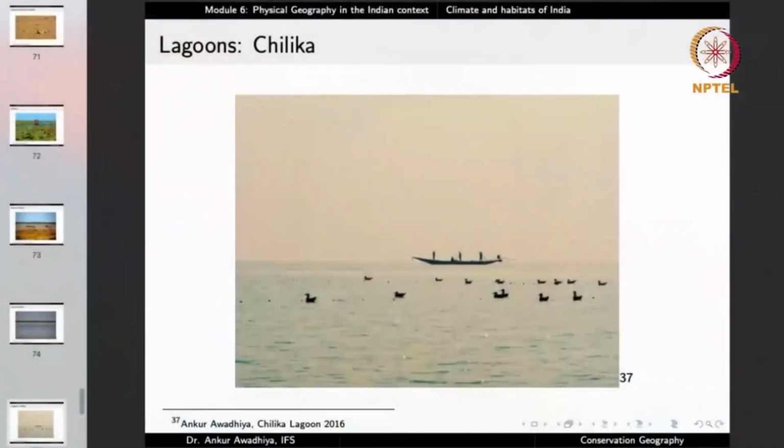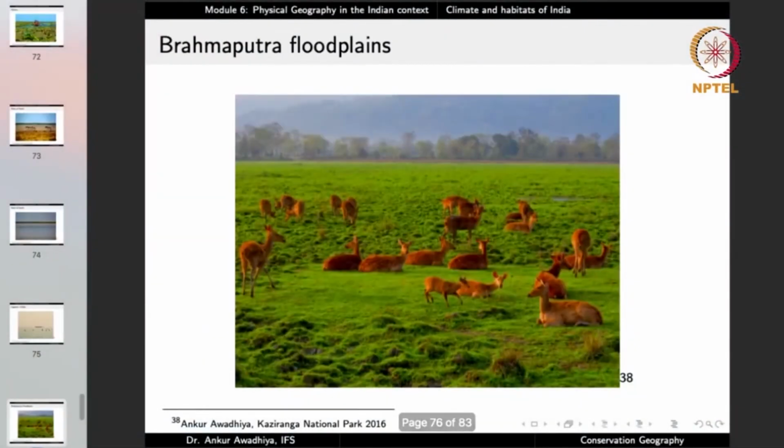Now, this is an image from the Brahmaputra floodplains in Assam. This is the Kaziranga National Park and Tiger Reserve. Now, in these areas, we find that there is a copious amount of rainfall. These areas suffer from floods. And when there is a flood, then the water spreads to a very large area.